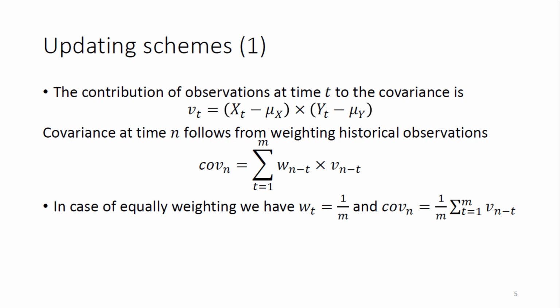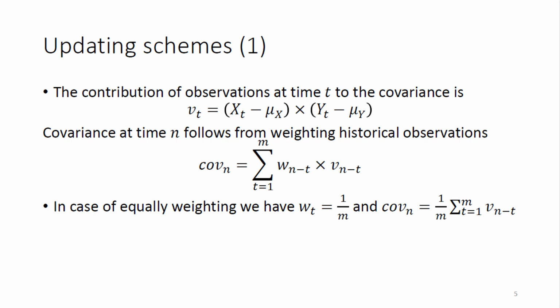Then if I look at a weighting scheme, so I look at time n to what I would then take as a covariance, I would look back to all historical observations that I have at my disposal. So which means at time n minus 1, time n minus 2, n minus 3, etc. So these contributions to the covariance are then denoted with Vn minus t, because I move in the past. So I go back to time n minus m. I have m observations. And I weigh them with a weight which is denoted Wn minus t. So the weight at time n minus t.